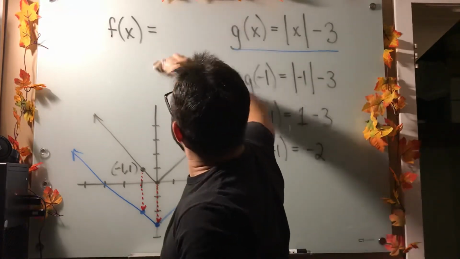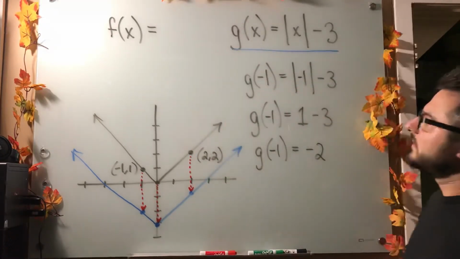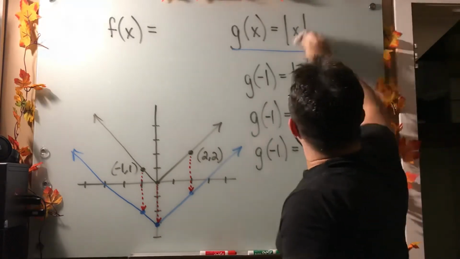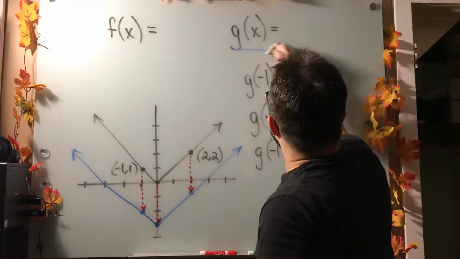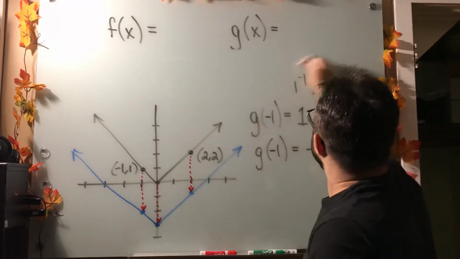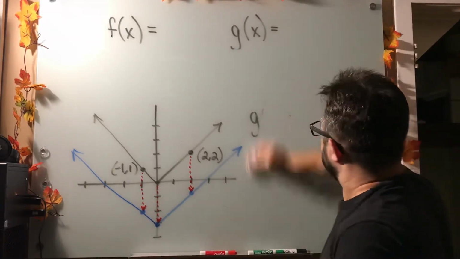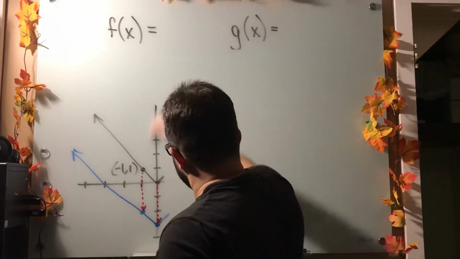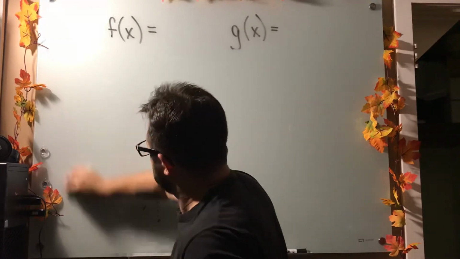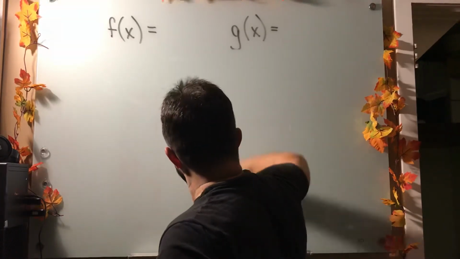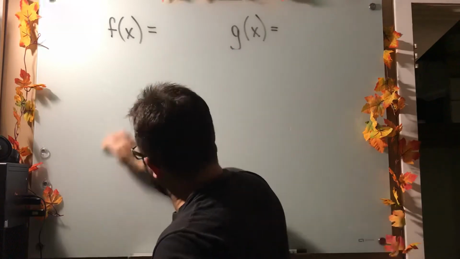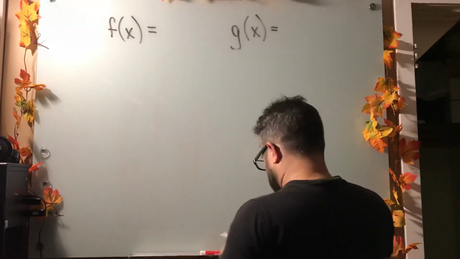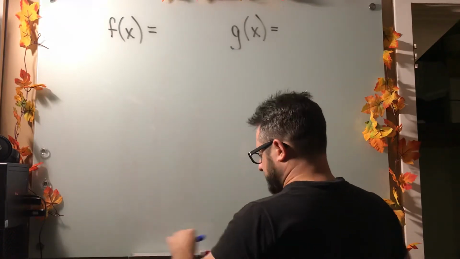a different function. The symmetry of the absolute value graph makes the absolute value just a slightly more annoying thing to work with for horizontal shifts. So we'll use something slightly friendlier. This time let's try the square root function.